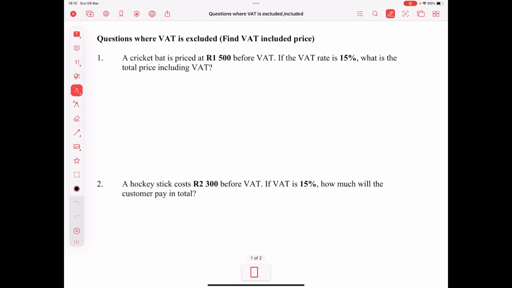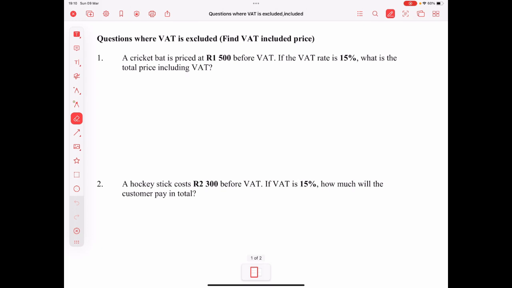Today I'm going to be going through VAT and we're going to be looking at two particular things. The one is where VAT is not included and you are going to include VAT, and the other one is where VAT has already been added and we want to work out the amount before it was added.